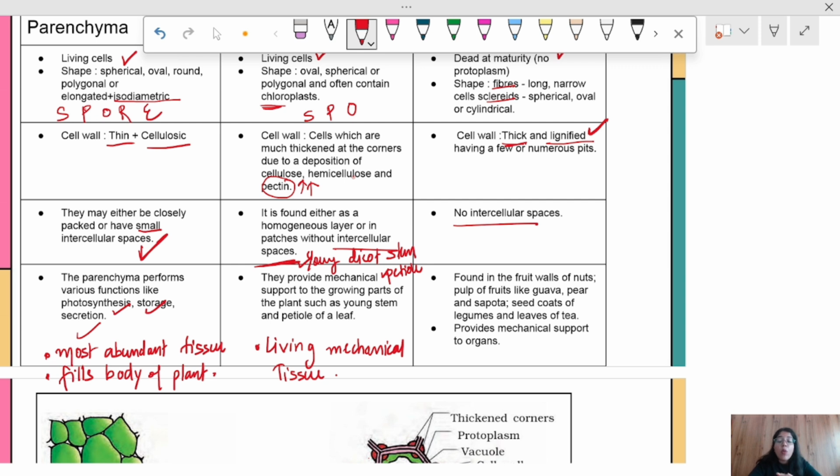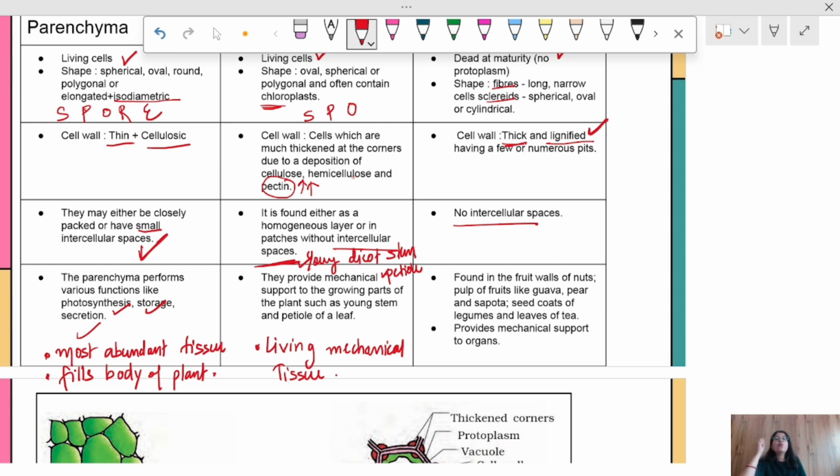Now, what about the sclerenchyma? So sclerenchyma is of two types, fibers and sclereids. Fibers mostly help in mechanical support, and they also help in conduction of water and all, because they will make vessels and tracheids also.